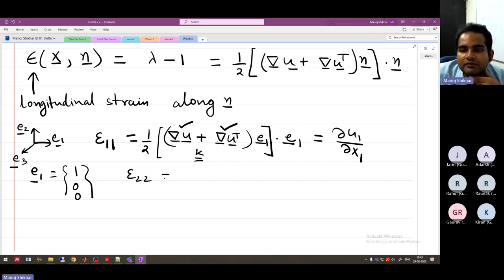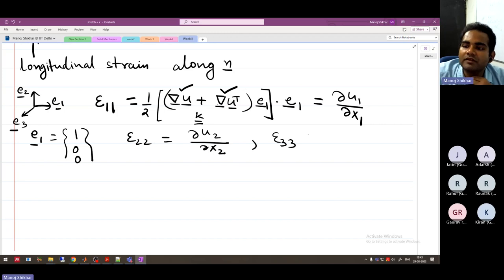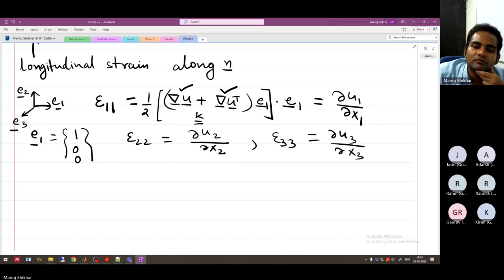For E2, similarly, we can prove that. You can also go through the lectures of Professor Ajit Kumar. There he has dealt with this in detail. I'm giving you the expressions so that I can show you some exemplar problems. So these are the formulas for epsilon 1,1, epsilon 2,2, epsilon 3,3, and these are the formulas which are more general than whatever you had studied in your class 11th or 12th.